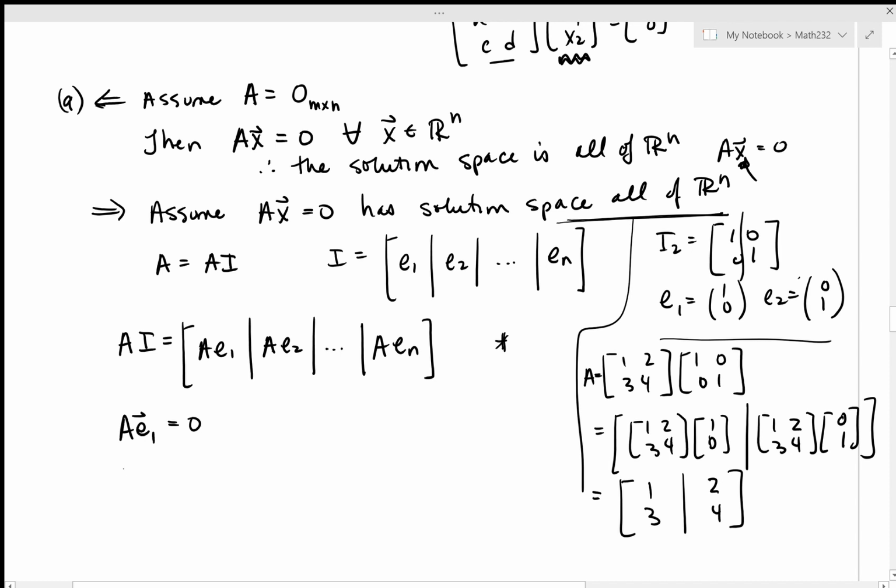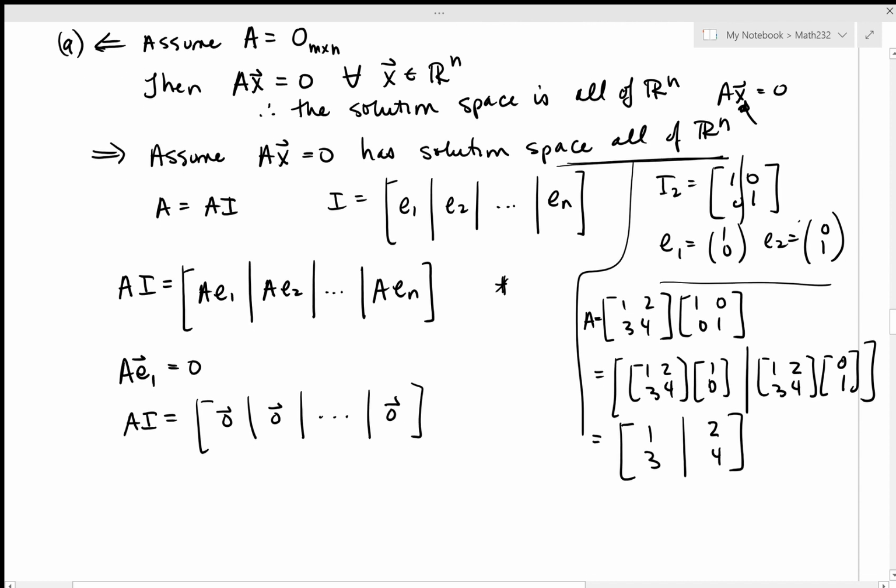That means A times I, which is AI, is then equal to like this, 0, 0, because that same logic applies for all of them, 0. And then I've shown that A is equal to A times I, because A times I is A. So I've shown that A has to be 0. Okay, so that is the other direction. So now we have part A proved.